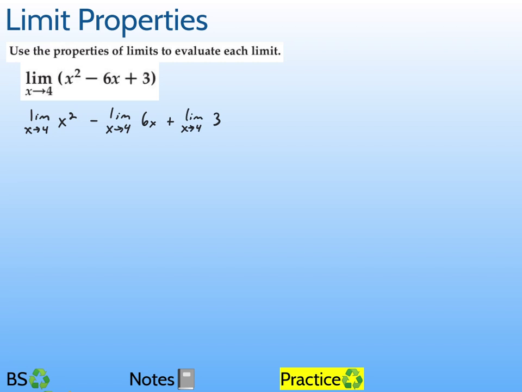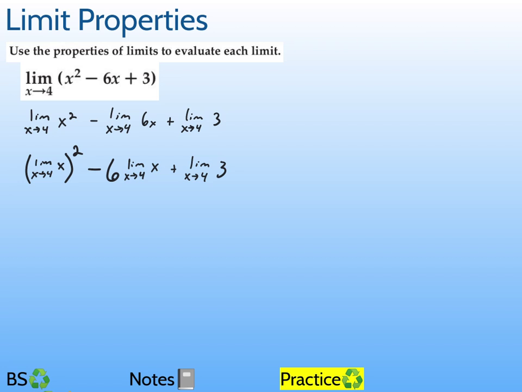Now with this, we can use the power property to rewrite this as the limit as x approaches 4 of x, the identity function, and then we square that, minus, and since the scalar multiplication, we can do 6 times the limit as x approaches 4 of the identity function, and then plus the limit as x approaches 4 of the constant function 3. Now we can begin evaluating these.